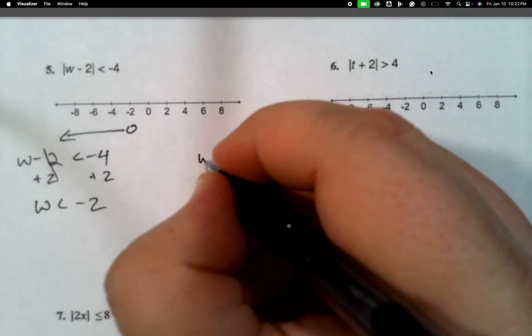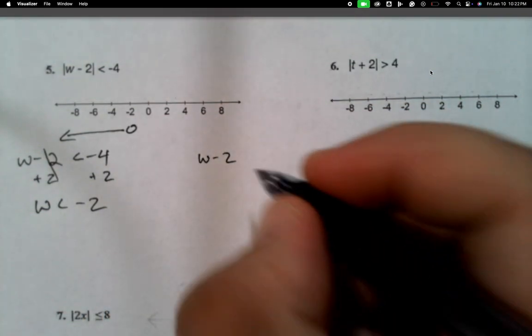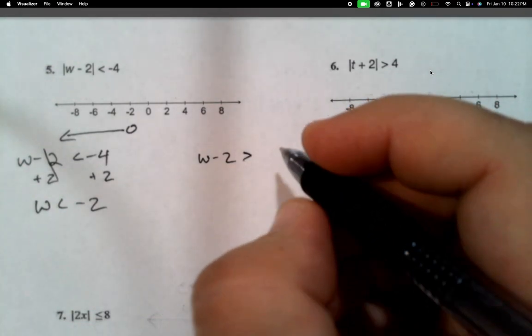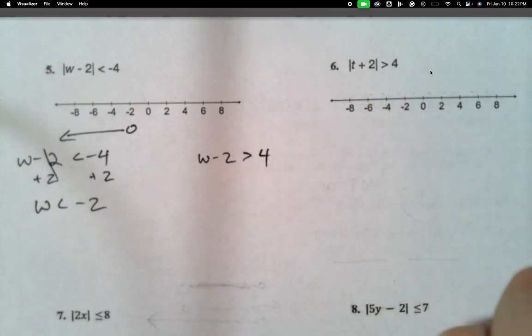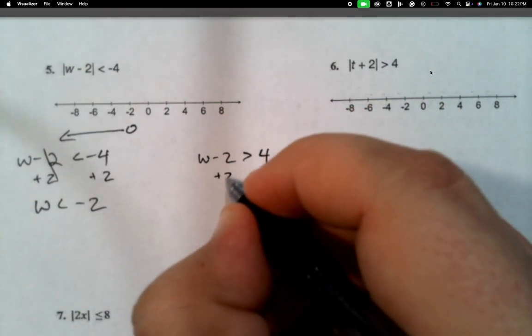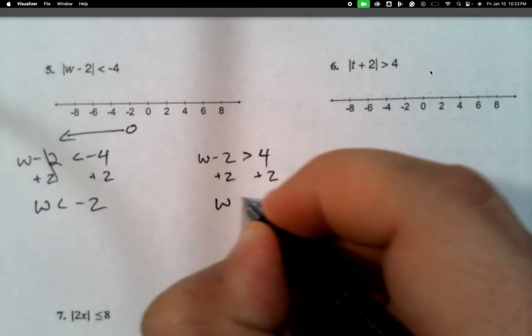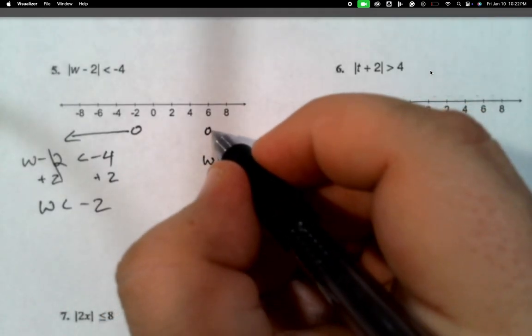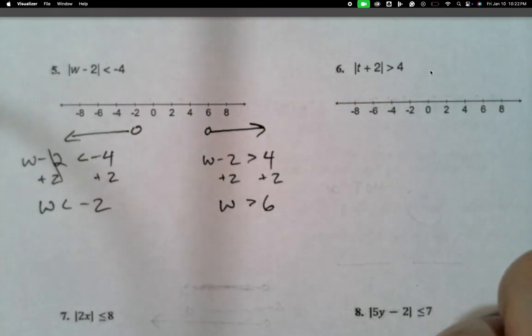Now our second scenario, we keep w minus 2, but we change it to greater than, and we flip the sign and make it a +4. So we add 2 to both sides. We get w is greater than 6. So we put an open circle at 6 and shade to the right because it's greater than.